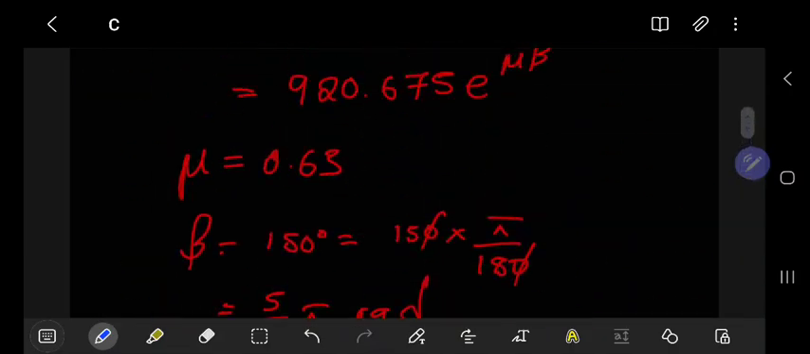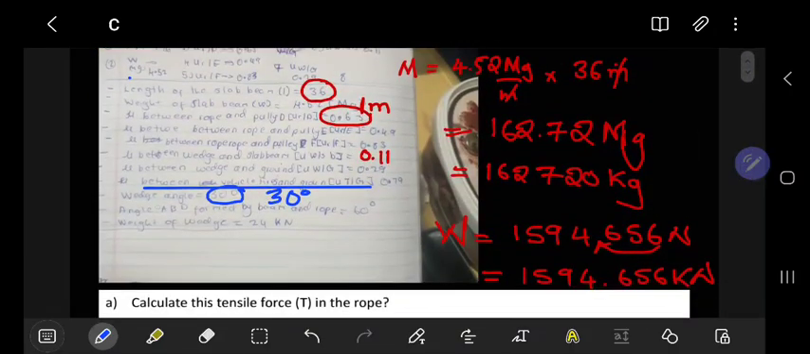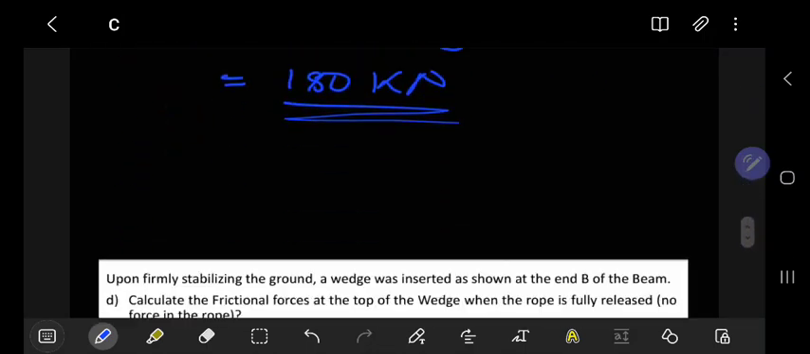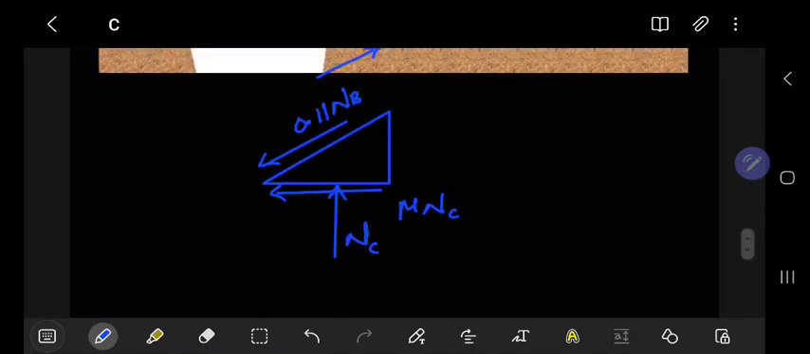So if we go back to the information given, where is it? Somewhere here. So mu between the wedge and the ground. Between the wedge and the ground, we have 0.29. So the coefficient of friction between the wedge and the ground is 0.29. So when we come to our information here, the frictional force at the ground is going to be given by 0.29, the coefficient of friction between the wedge and the ground, multiplying the normal force at the bottom there, NC. So we already know what this one is from the previous calculation.